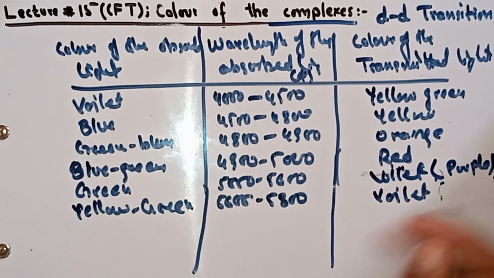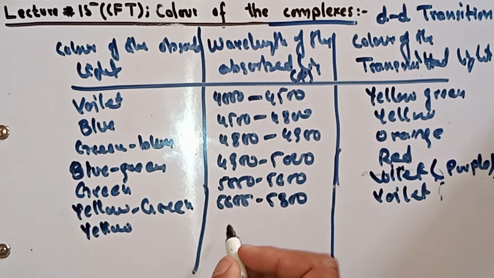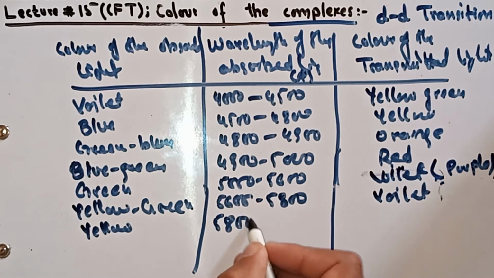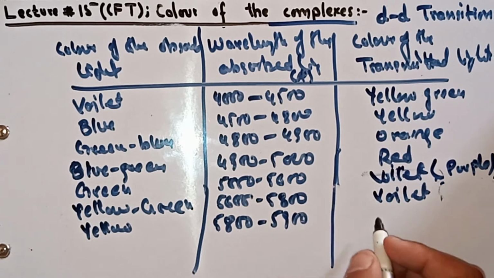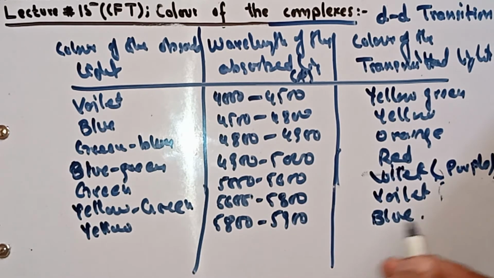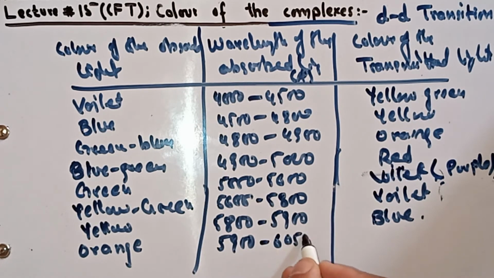When any complex absorbs yellow light, its wavelength is from 5800 to 5900, while its complementary color is blue. When any complex absorbs orange light, its wavelength range is from 5900 angstrom to 6050 angstrom, while its complementary color is green blue.